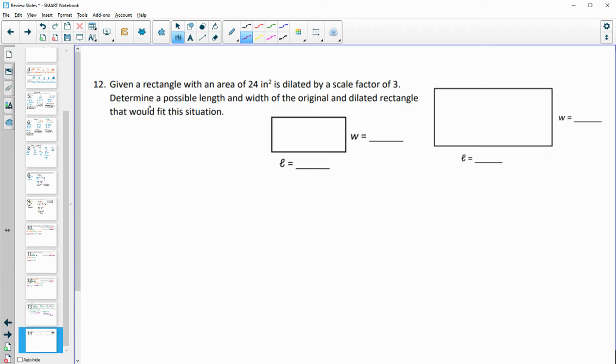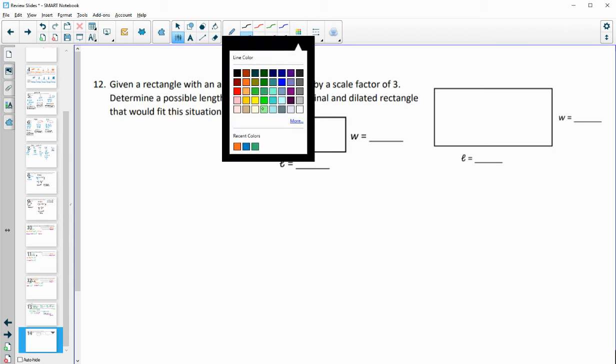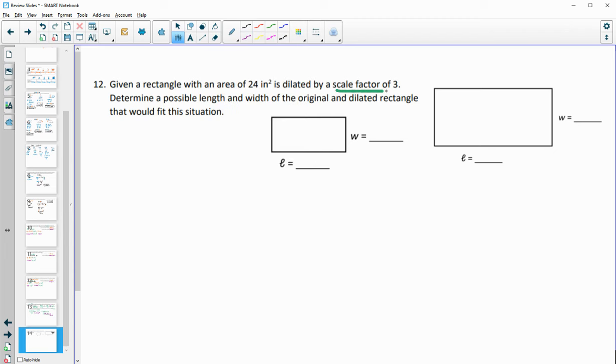And then the final problem. Given a rectangle with an area of 24 inches squared is dilated by a scale factor of 3, determine a possible length and width of the original and the dilated rectangle to fit the situation. So now this can change, okay? Your answers can be different, but what has to happen is our original shape has to have an area of 24 inches squared, and then our new one has to be dilated by a scale factor of 3.